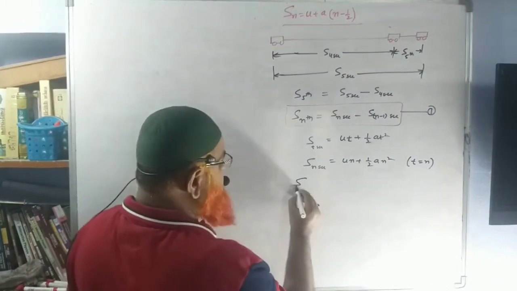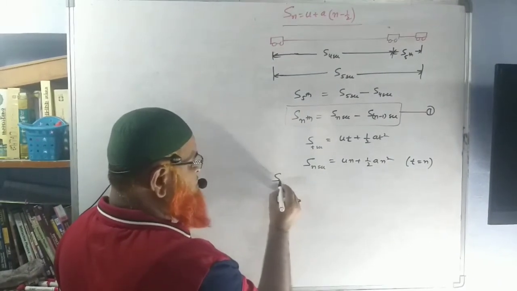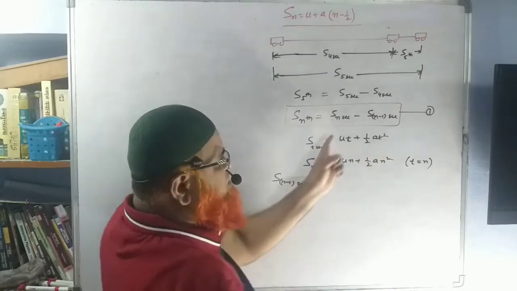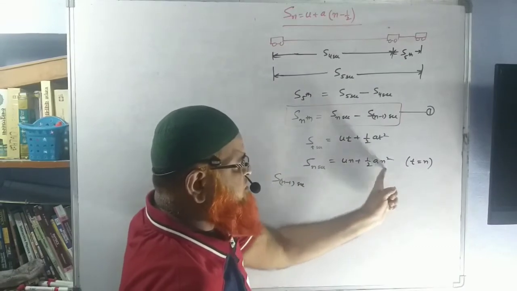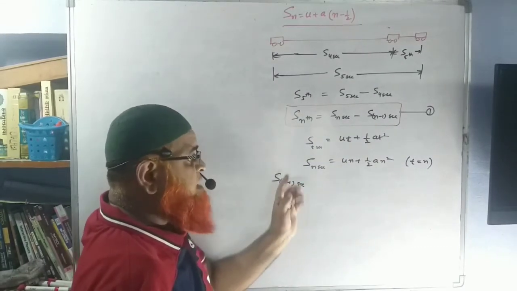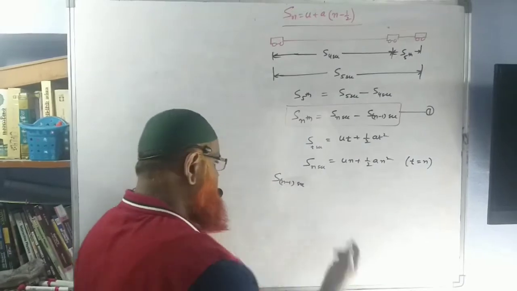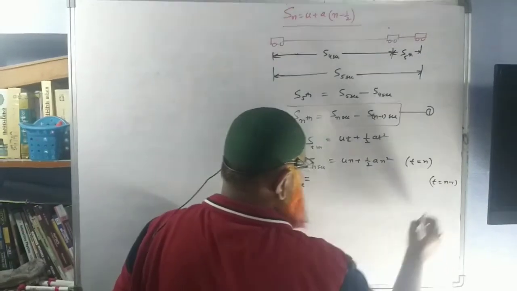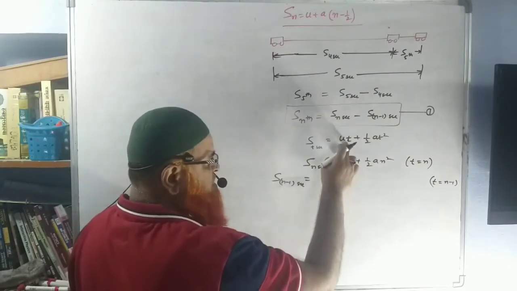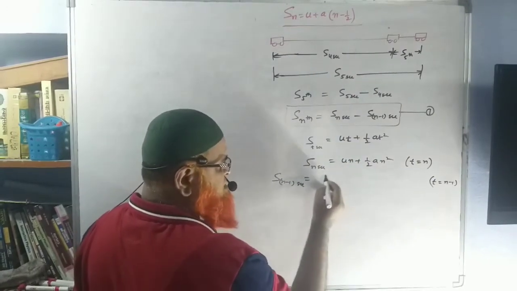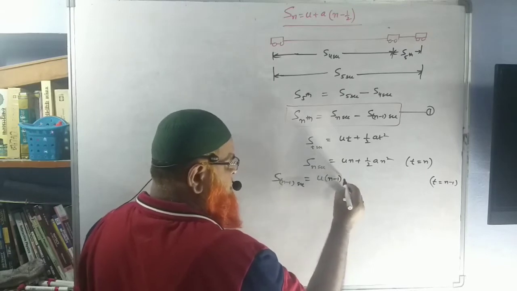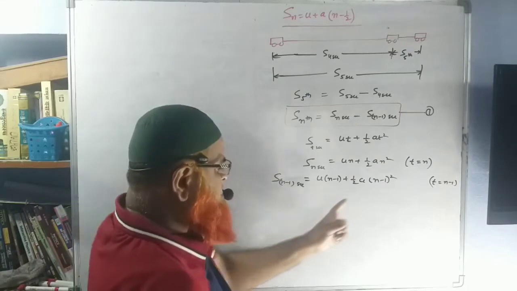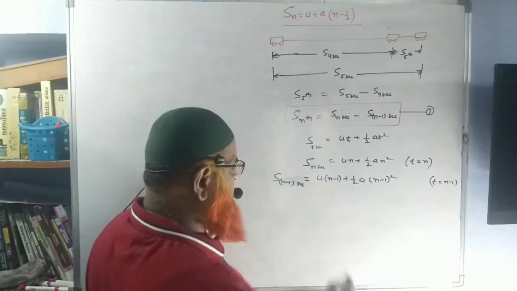Now, displacement traveled in n minus 1 seconds, if you imagine, that is one less. This one we got: Sn is equal to un plus half an square. But displacement traveled in n minus 1 seconds we are going to find out here. How are you going to find it? You just have to keep t as n minus 1. Instead of t, if you write n minus 1, you get the equation: u into n minus 1 plus half a into n minus 1 whole square. You need to expand this n minus 1 whole square. Then what are we going to get?